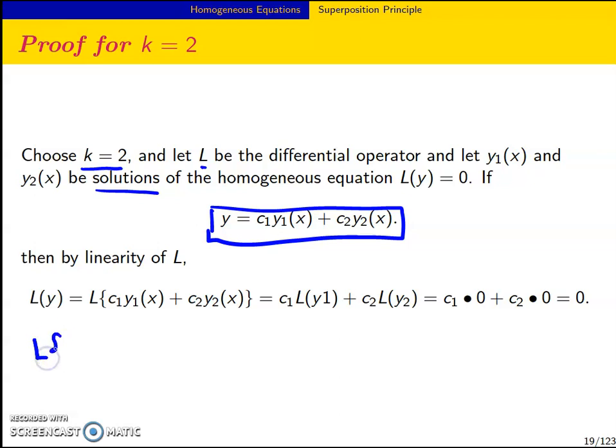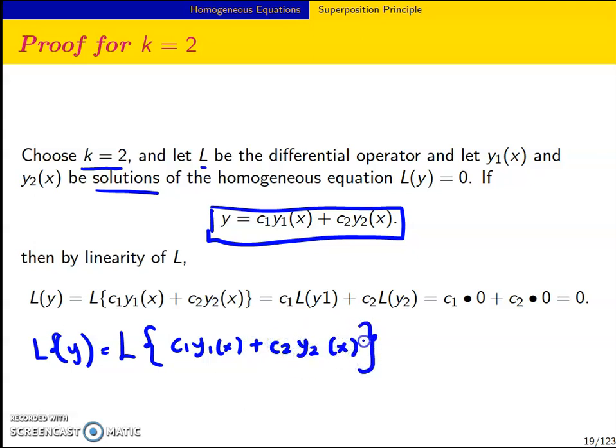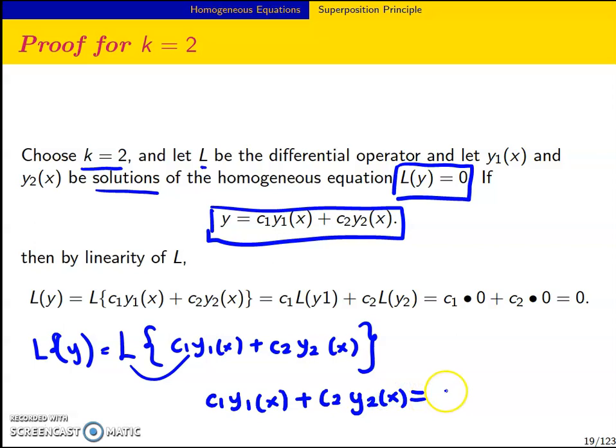So we write Ly equals the linear combination, c1 y1(x) plus c2 y2(x), which I can write with the L operator as c1 Ly1, since L I can bring inside, plus c2 Ly2. So this is c1 times 0 plus c2 times 0 equals 0, because of this. So this is the superposition principle. It means the superposition principle is true if I let c1 y1(x) plus c2 y2(x) equal 0.